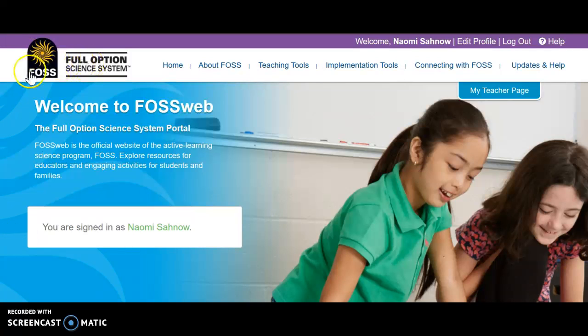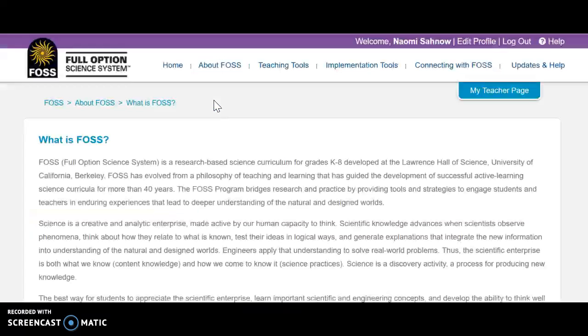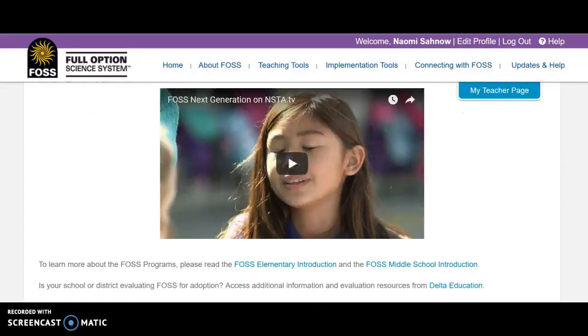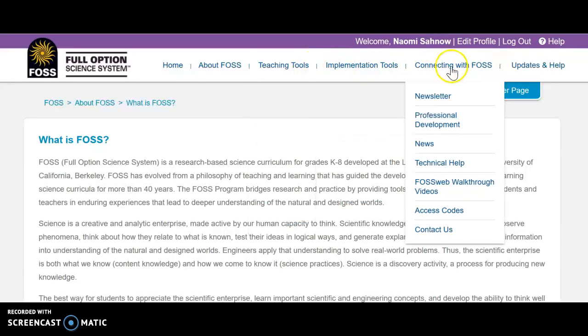All right, so my UDL I chose is FOSS, Full Option Science System. FOSS is, let's go over here and we'll look at what FOSS is. FOSS provides teachers and students with tools and strategies to engage students in an experience that leads to deeper understanding of the natural world and the design of the world. It is for grades K through 8, and it has a lot of resources that teachers and students can use.